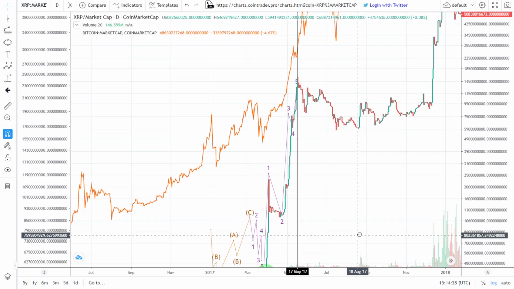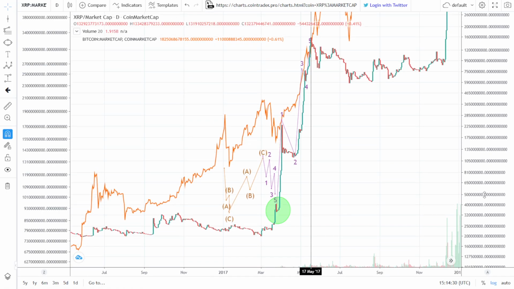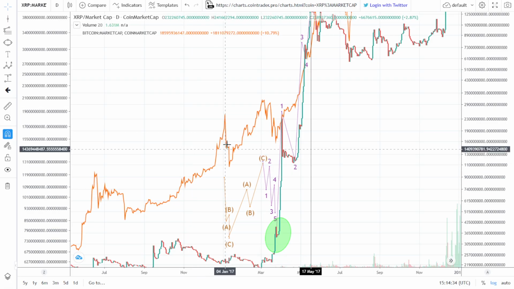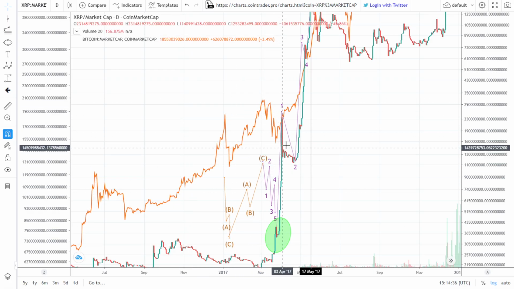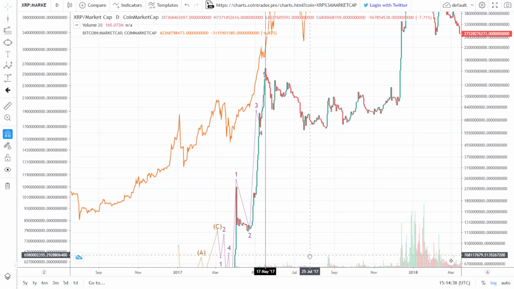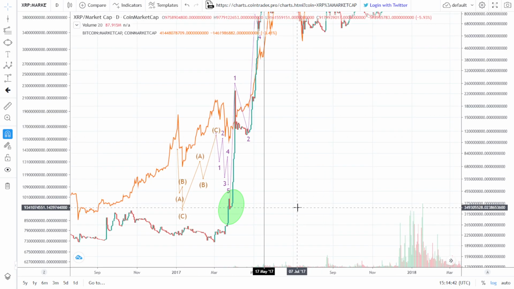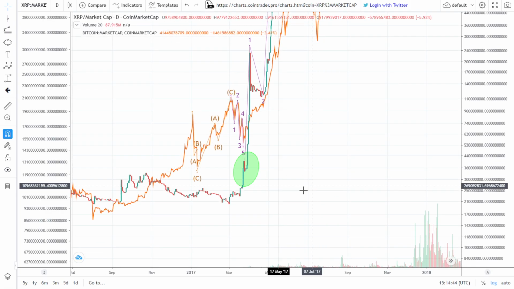And I've drawn some drawings on here, so I'm going to break them down for you. Back in the day, this is 2017, we had a flat for Bitcoin, an ABC down, an ABC up, and a 5-wave move to the downside that you can see right there. Okay, 1, 2, 3, 4, 5. So there's your 5-wave move to the downside, a flat, just like what we've done now for Bitcoin.